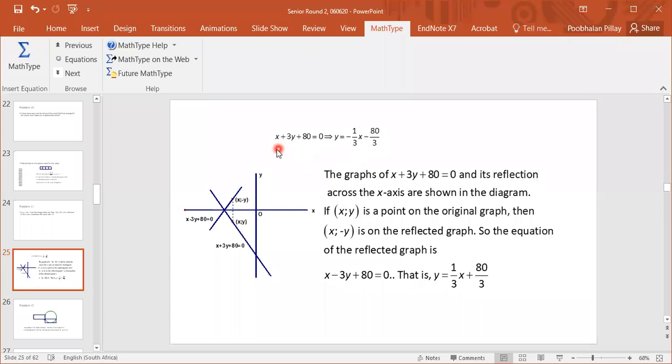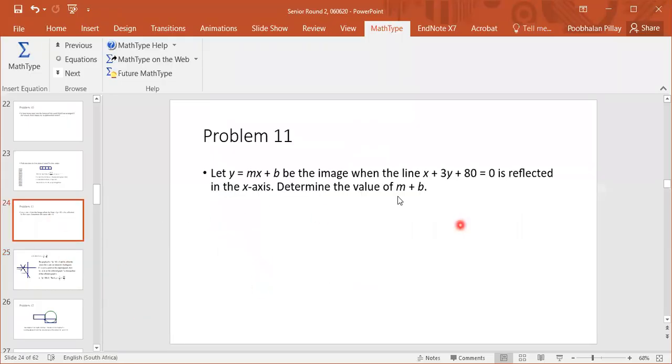So there's your original equation, x plus 3y plus 80 equals 0. The y has to be replaced by negative y. So then the new equation becomes x minus 3y plus 80 equals 0. That's what we got, right? And the question says, this new line is your reflected line now. It's a new equation. This is your reflected line. And they say, if you write it as y equals mx plus b, that's what they've got here. y equals mx plus b is the image of the reflected line. So we need to write that in that form.